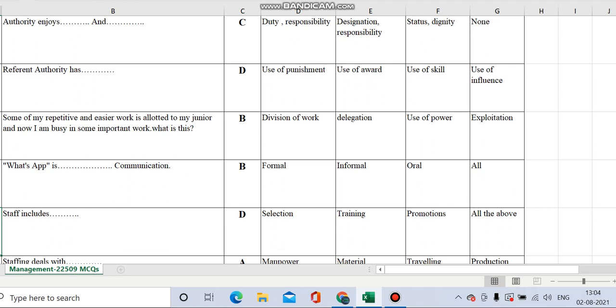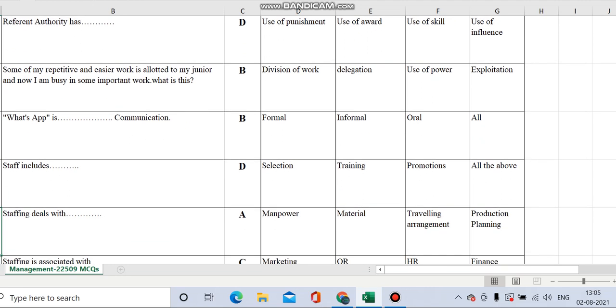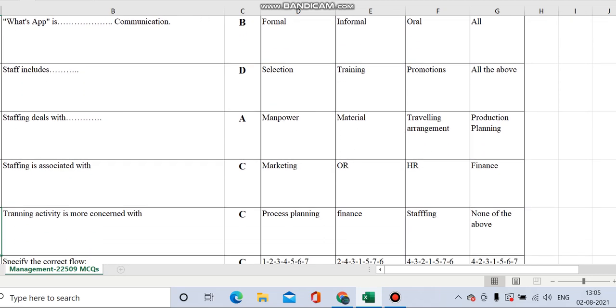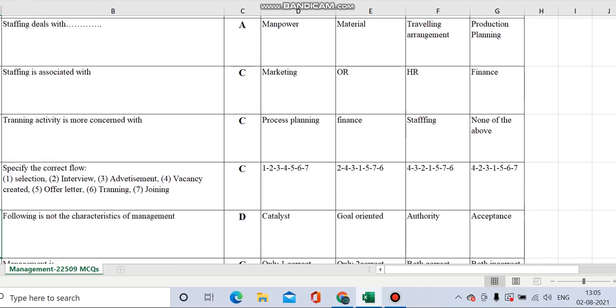WhatsApp is dash type of communication. It is informal communication. Staffing includes selection, training and promotion. That means all. Staffing deals with manpower. Staffing, it is associated with HR, that means human resource. Training activity is more concerned with staffing.